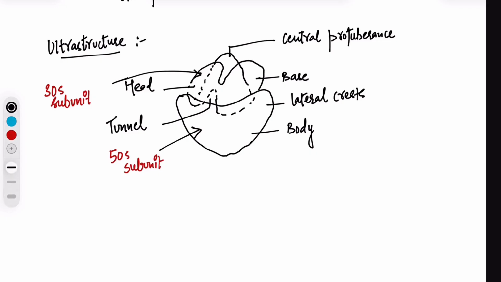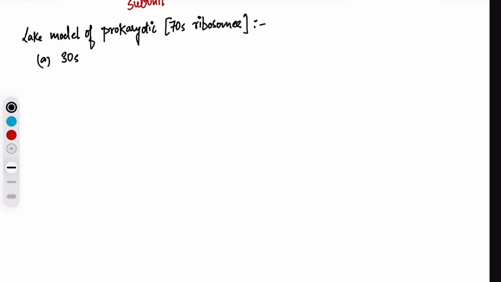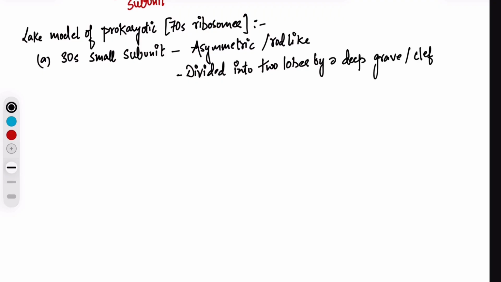We will now discuss a model of the prokaryotic ribosome in the next topic, where you can see how the 70S ribosome is divided into 30S and 50S. It is known as the Lake model of the prokaryotic 70S ribosome. Discussing it, we see that it is present in two subunits. The 30S subunit is the smaller subunit, which is usually asymmetric, just like you saw in the diagram above, and usually rod-like. It is divided into two lobes by a deep groove, also known as a cleft.